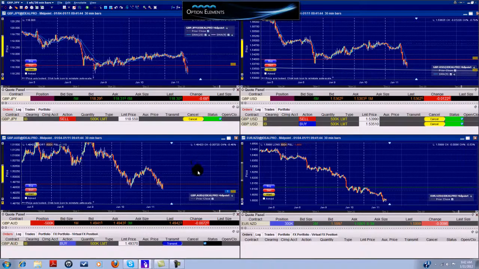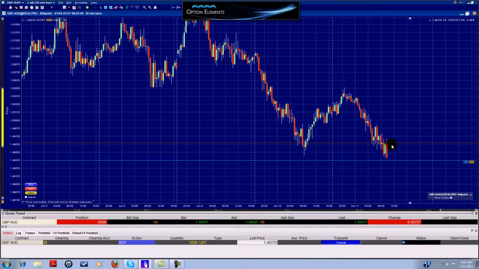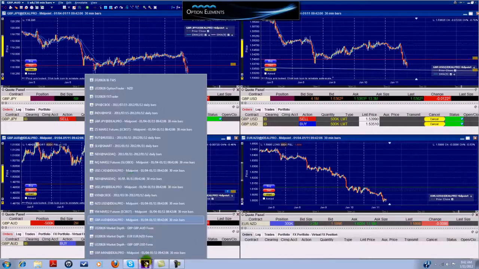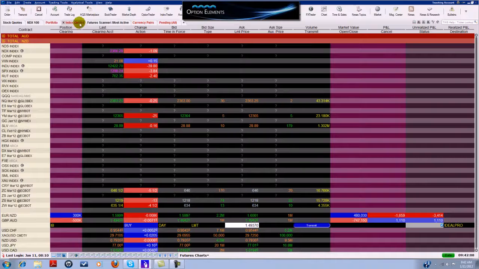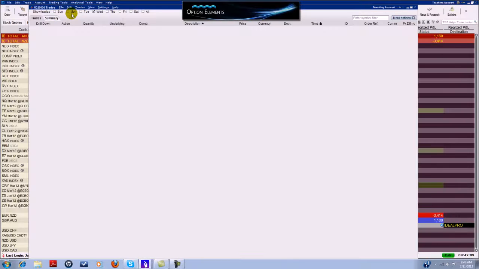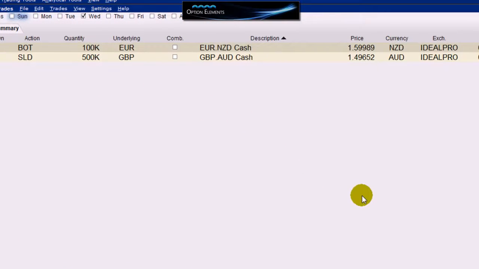Actually, never mind. Looks like while I wasn't looking, I actually did get filled on the British pound Australian dollar here. Here on the red line, we sold 500 units of the British pound Australian dollar. Let's go take a look at our trade log. Okay, here we are. Here's our British pound that we sold here at 9:30. Sold those at 65.2.